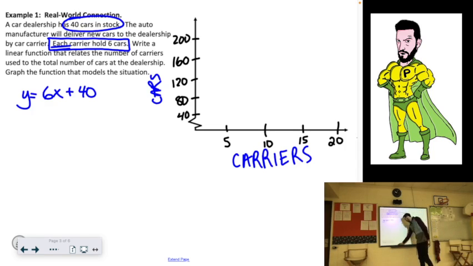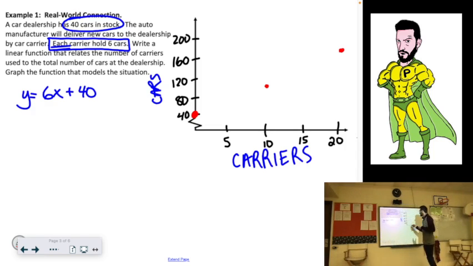All right. So our starting amount, our y-intercept is 40. We know that at 10 carriers, 6 times 10 is 60, plus 40 is 100. So we'll be right in the middle of 80 and 120. At 20, we said 20 times 6 was 120, plus 40 is 160. Now, we're not going to have fractions of carriers show up, right? You're not going to have 6.8 carriers. So in theory, this shouldn't be a linear graph. It should be a discrete graph where there are just points rather than a line.